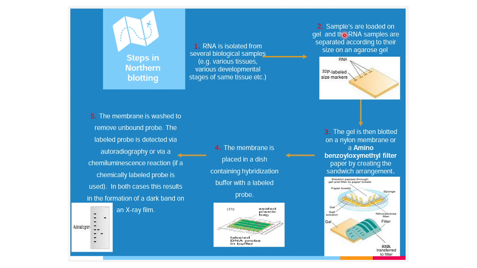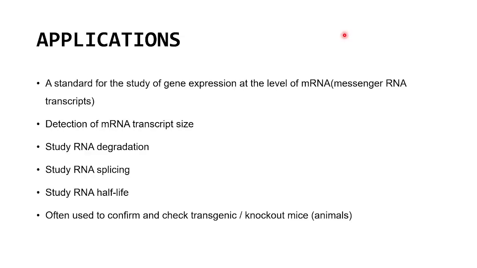And in both the cases you observe a dark band. From there you can tell which is your desired RNA sequence or your desired product. So the several applications of northern blotting include the standard for the study of gene expression at an mRNA level. You can detect the mRNA transcript size, study the RNA degradation, study RNA splicing, study RNA half-life, and it is often used to confirm and check transgenic knockout mice animals.